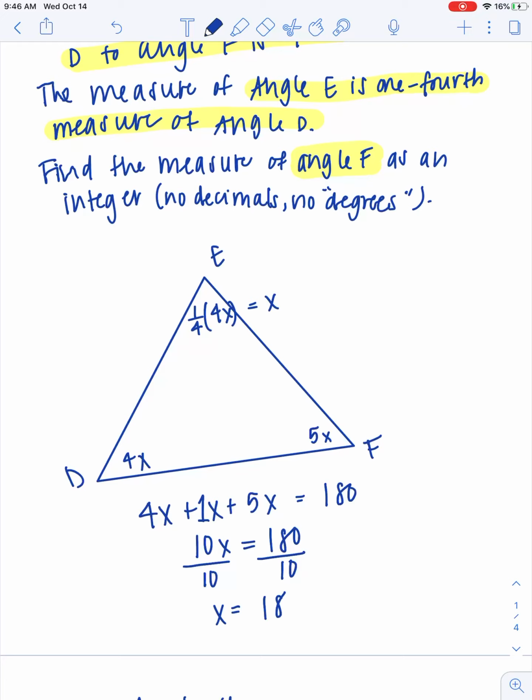And so now I'm not quite done yet. I'm looking for the measure of angle F. So I need to plug it back in. So this x is going to be plugged back in to angle F. So 5 times 18. And let's see, I believe this should be 90. So clearly, my image here is not a 90-degree angle, but that's okay because we didn't know at first. It was just a rough sketch. But the sketch got us to where we needed to be. My answer would be, because it didn't want any decimals or degrees in my answer, you would just put the 90 into Canvas.